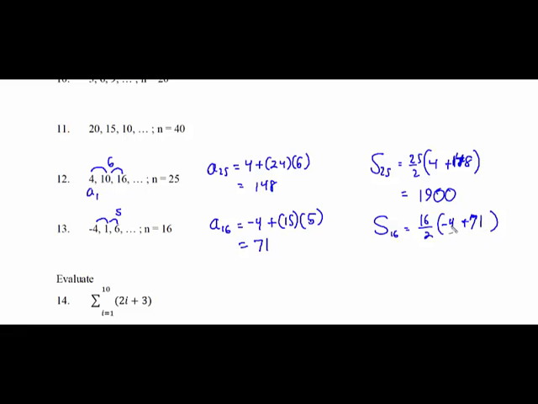71 plus negative 4, and that's going to be multiplied by 8. The answer in this case is going to be 536. This is the sum of the first 16 numbers starting with negative 4 and adding up the next 15 numbers as long as the gap is 5 between each one.